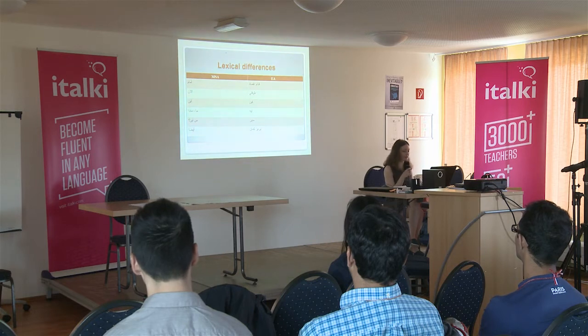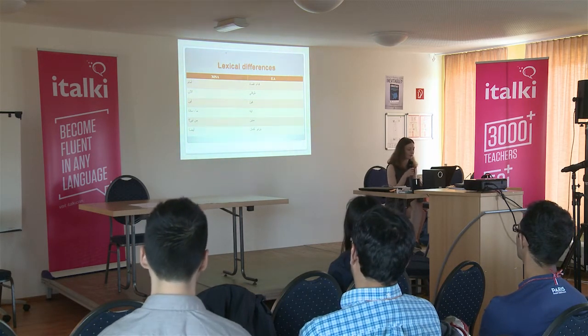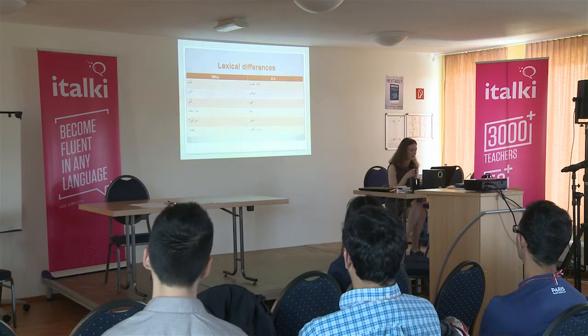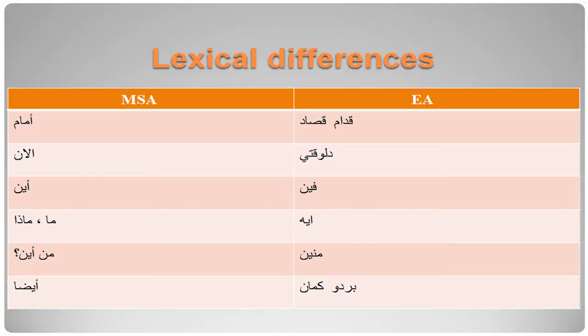There are some lexical differences as well. So amama, in front of, would be udam or usad in Egyptian Arabic. Al-an, now, would be dilwati. Aina, where, is fin. Madha, what, would be e. Min aina, from where, would be menin. And aydan, too or also, is bardu or kaman.